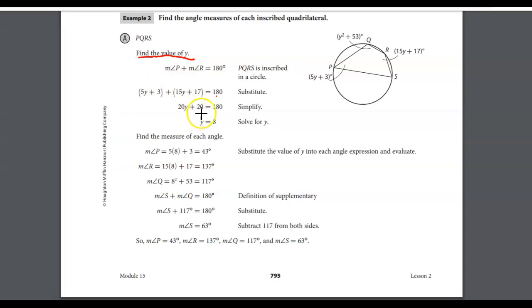And then we got to substitute. So you're going to subtract 20 from 180, and that would give us 170, right? Sorry, it's not a very good 7. 170, and then you have to divide the whole thing by 20. And that means y is 8.